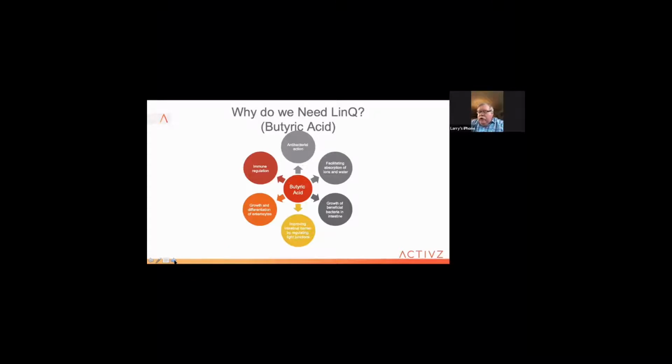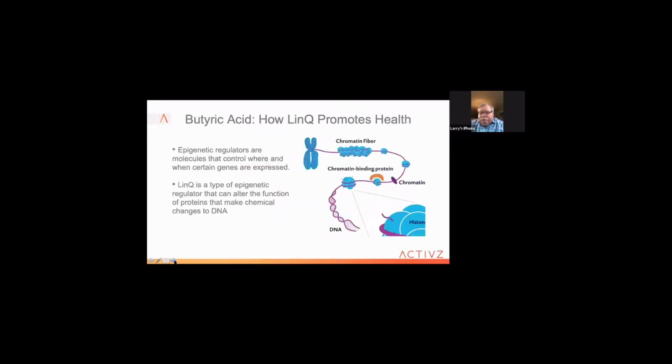So why do we need butyric acid? Well, here's a few things that we know that butyric acid is good for. I'll just hit a couple points here. It helps regulate our immune system. It's beneficial in the growth of bacteria in our intestine. It facilitates the absorption of ions and water. It also facilitates absorption of other products that you're trying to make a patient healthy with. Let's go to the next one.